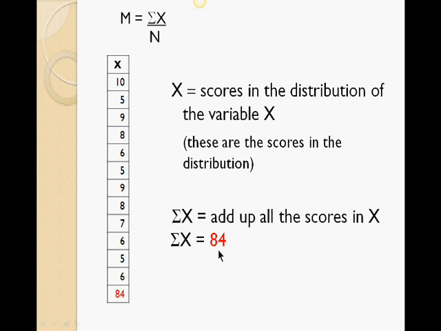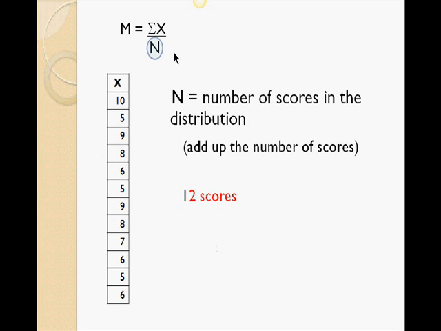Now moving to the last symbol in our formula, the capital N. Capital N refers to the number of scores in the distribution. So basically we're just going to count the number of scores. And we have 12 scores here, so our N will equal 12.